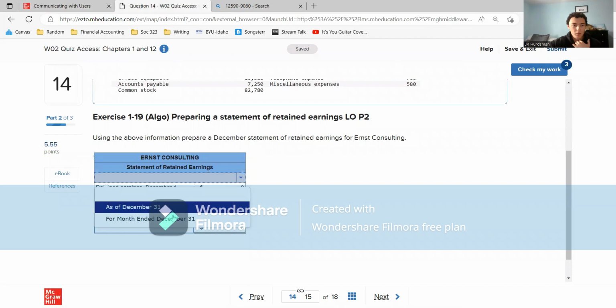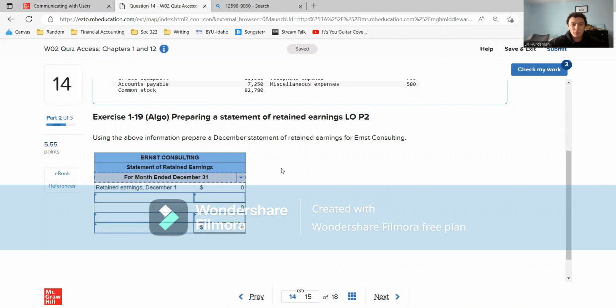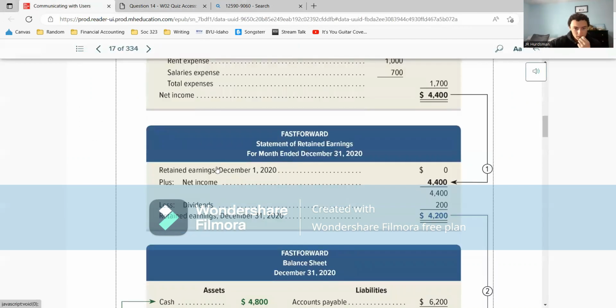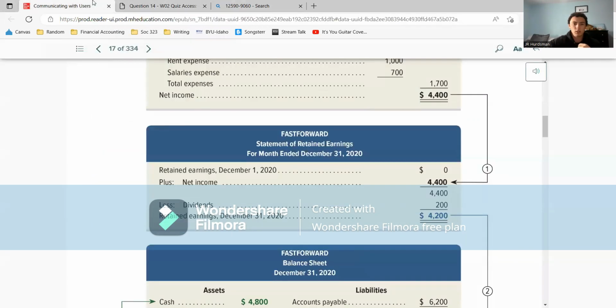And so came over here. Obviously it's not the first one because it's a period of time, so it's gotta be for the month ended December 31st. And then I went back to the book. I was like, all right, what do I need now? And so it says retained earnings December 1st. So that's the beginning of the time period of retained earnings. And we actually already have that here, so we're good.